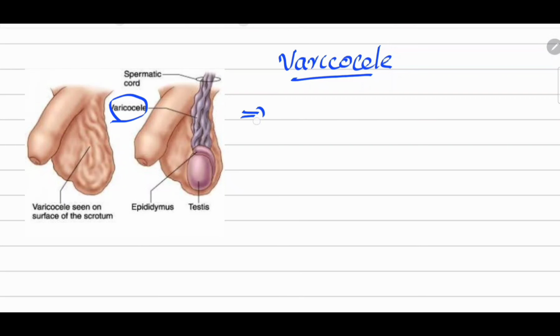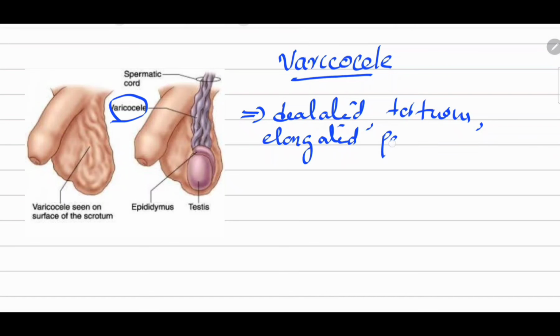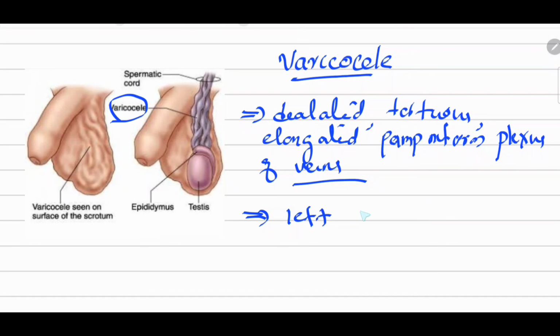So what is varicocele? I told you it is the dilated, tortuous, elongated pampiniform plexus of veins. So let us learn what are the anatomical basis of this condition and which testis is mostly affected by this. Commonly, this condition affects the left testis.